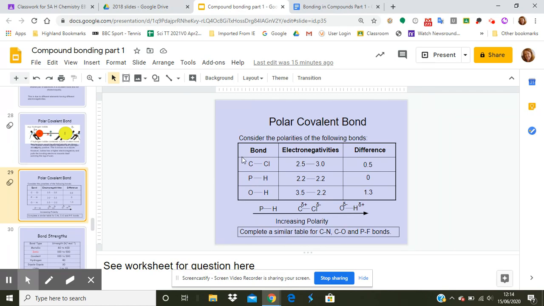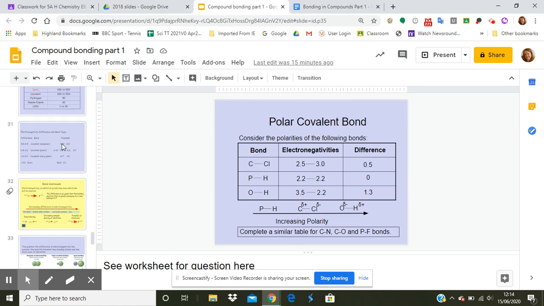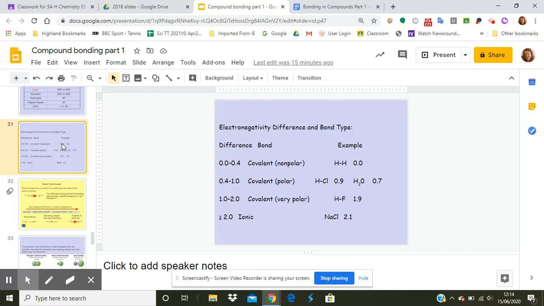Look at the difference between carbon and chlorine. Carbon is 2.5 and chlorine is 3, so the difference is 0.5. 0.5 is quite low, but there is a difference. Now, how do you know whether something is going to be polar or non-polar? You've got to think about it. It's not a completely dead straight line.